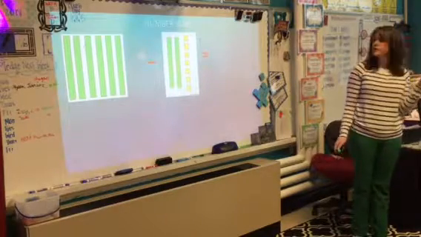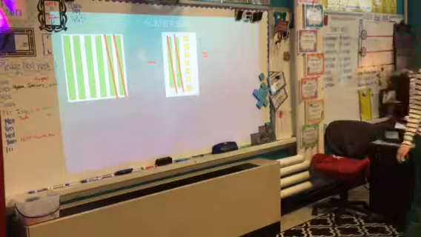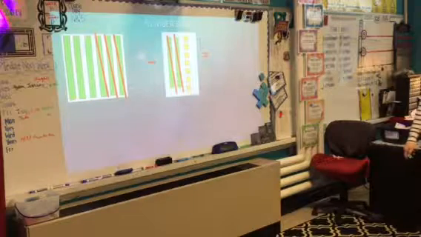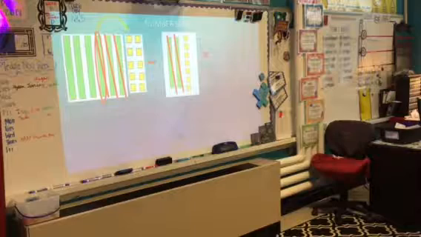what happened. Are you ready? So the person that solved this problem, they did this. Then they did this. Then this. Turn and talk to your partners. What just happened in that problem with those manipulatives?